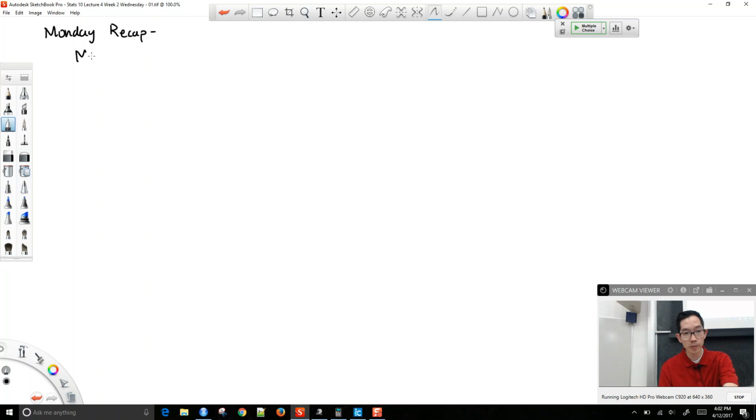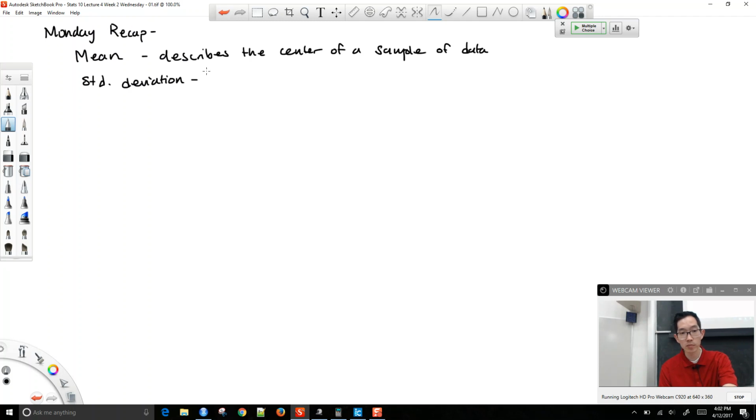Okay, and on Monday we covered the mean, which describes the center of a sample of data, and we described the standard deviation. And what does the standard deviation describe? The spread. So the standard deviation describes the spread of a sample of data.